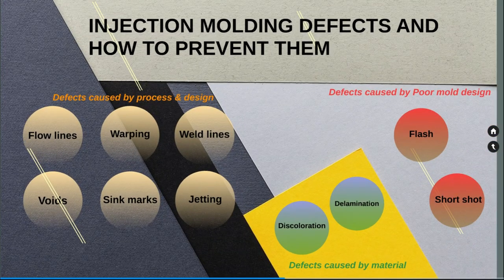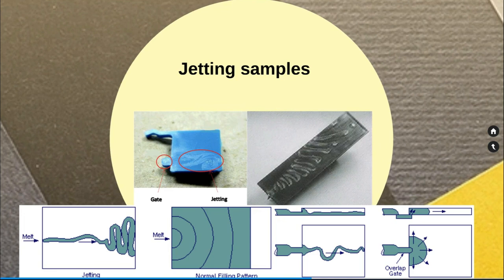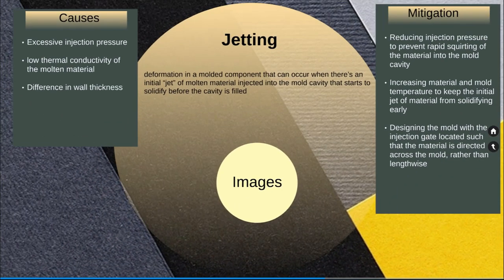Next is jetting. Jetting is the deformation in the molded component that can occur when there is an initial jet of molded material injected into the mold cavity that starts to solidify before the cavity is filled. These are the examples of jetting in plastic components. So here you can see the material may be pushed too fast and cooled so quickly, forming this kind of small pattern inside the product.